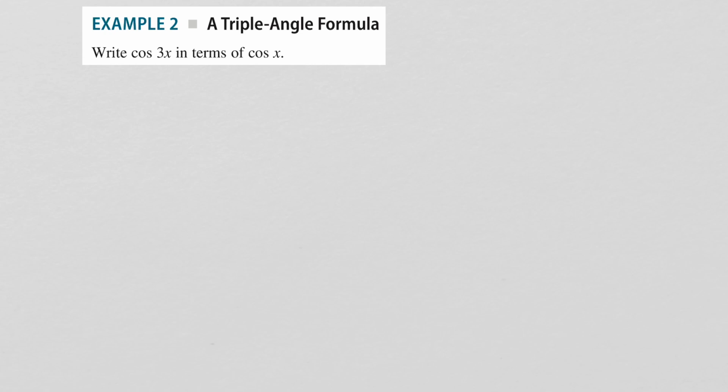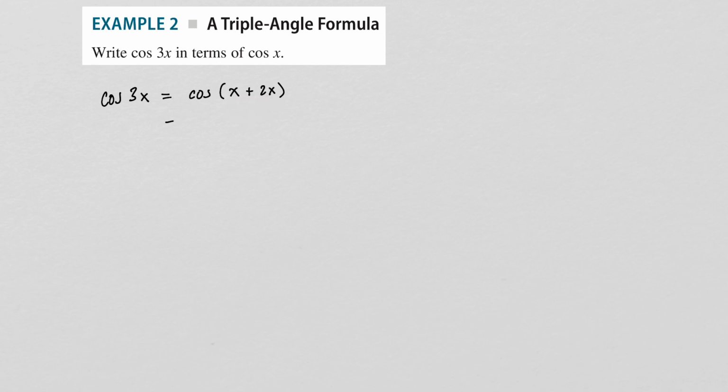Now this next example is more just an algebraic exercise. We want to write cosine of 3x in terms of cosine of x. And there's a little bit of a trick here. The first thing I'm going to do here is I'm going to change cosine of 3x to be the cosine of x plus 2x, right? Because x plus 2x is 3x.